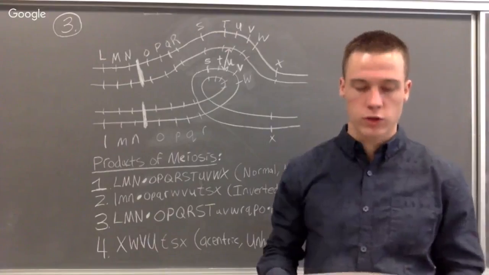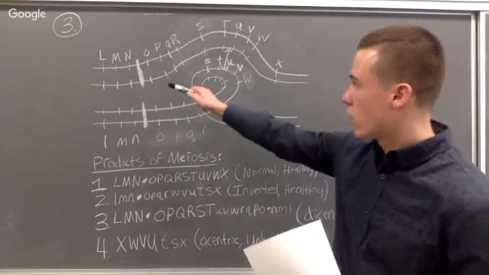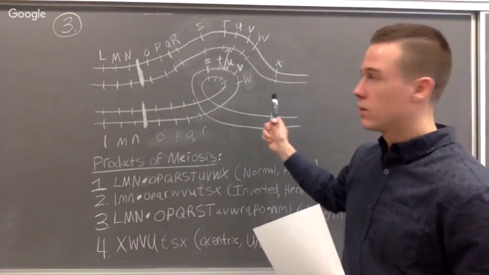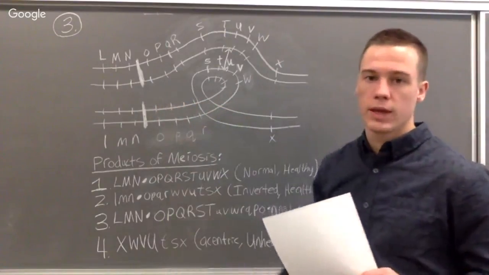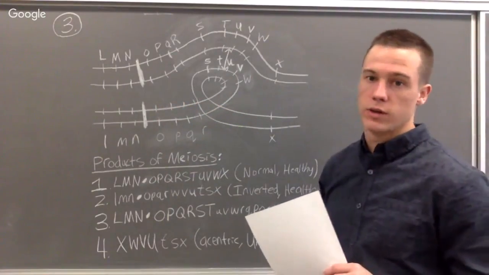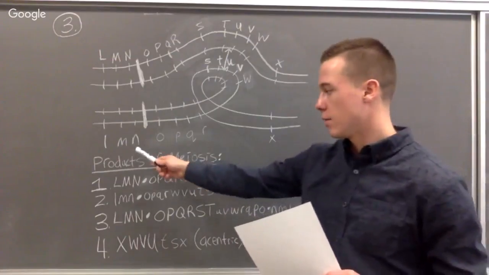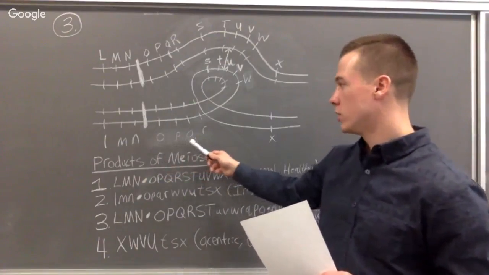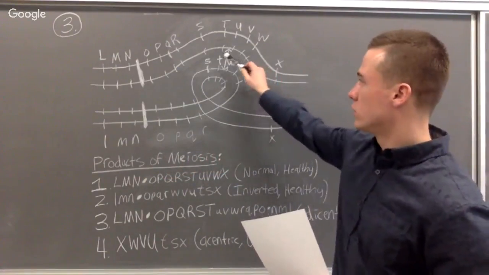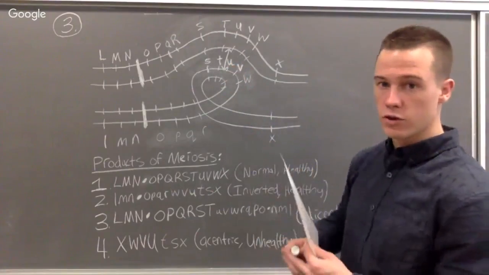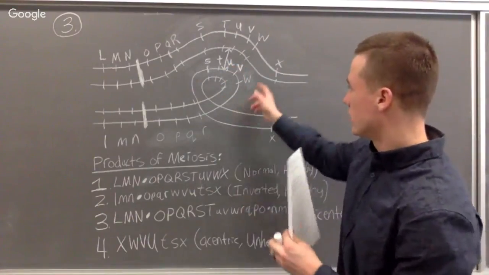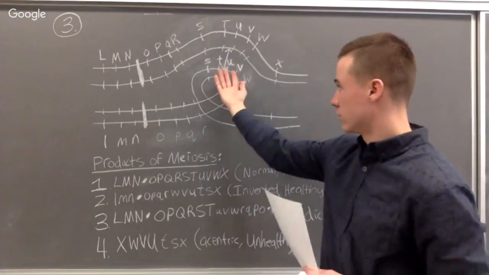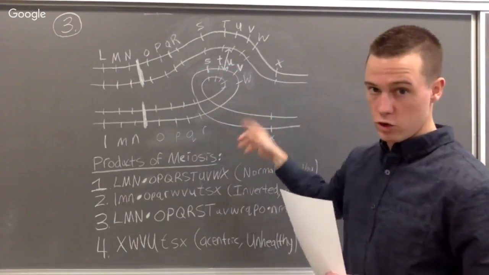So the first chromosome we have is normal. It's just L, all capitals, L through X, with the centromere between N and O. And then the next chromosome is the inverted chromosome, which is LMN, centromere, OPQR, WVUTSX. So the inversion here happens between W and S, so it should be like this, but it just gets inverted right here, so it forms this little loop.